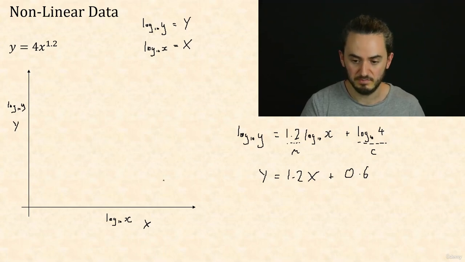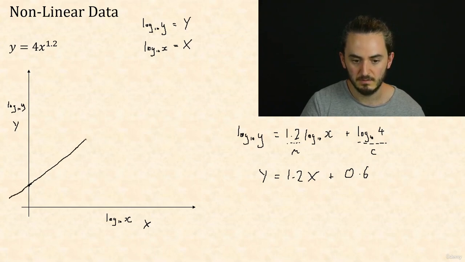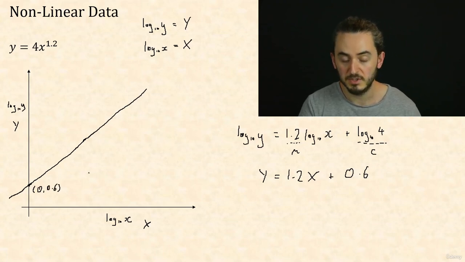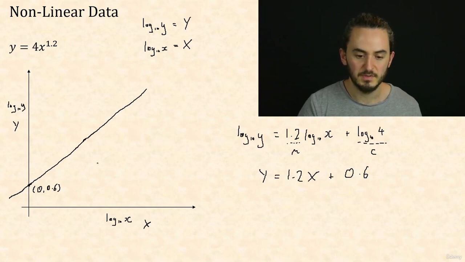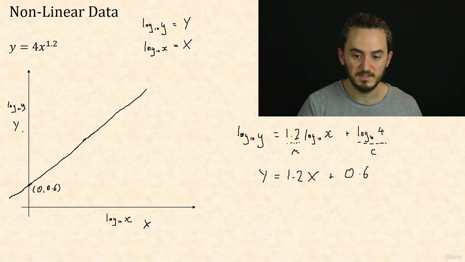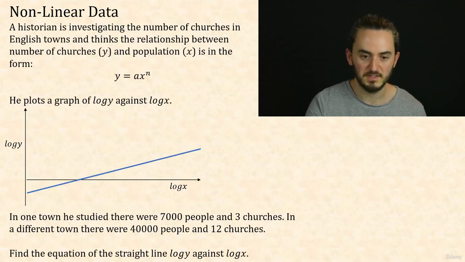So can I sketch this? Yes, I can. It's got a y-intercept of 0.6 and a gradient of 1.2. So there it is, a straight line that goes through the point (0, 0.6) and has a gradient of 1.2. What that shows is that if you're prepared to deal with log x and log y axes, then if you've got an expression in polynomial form, you can linearize it. Let's look at a similar example to last time to see how this works.